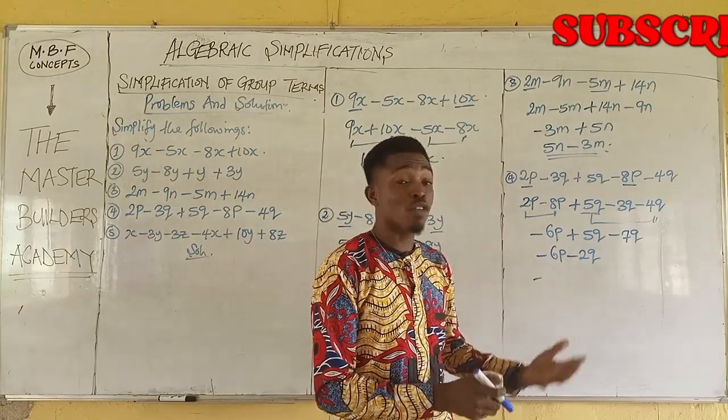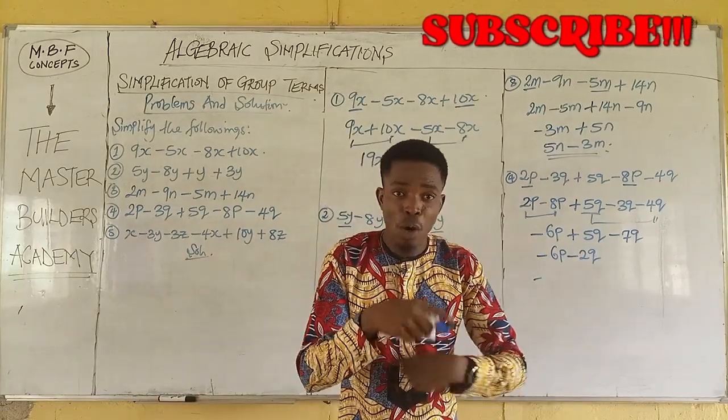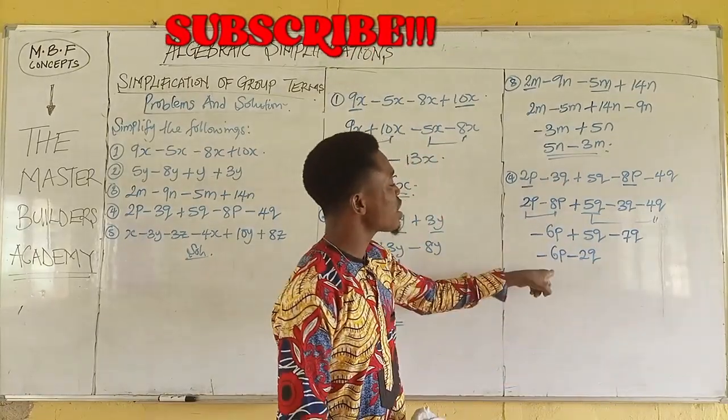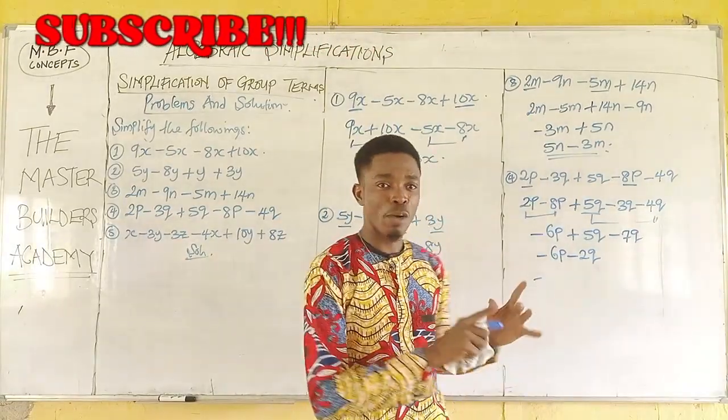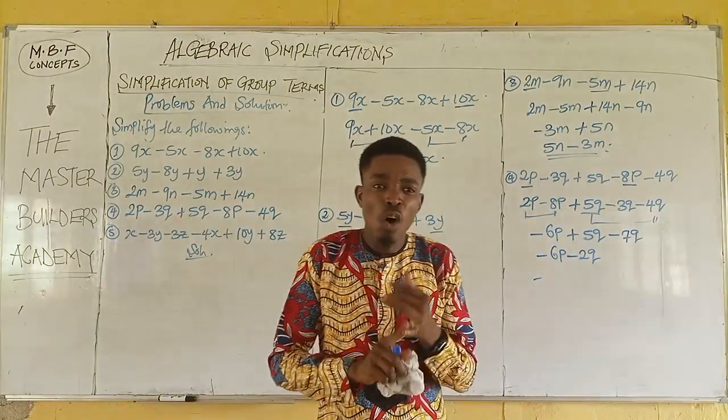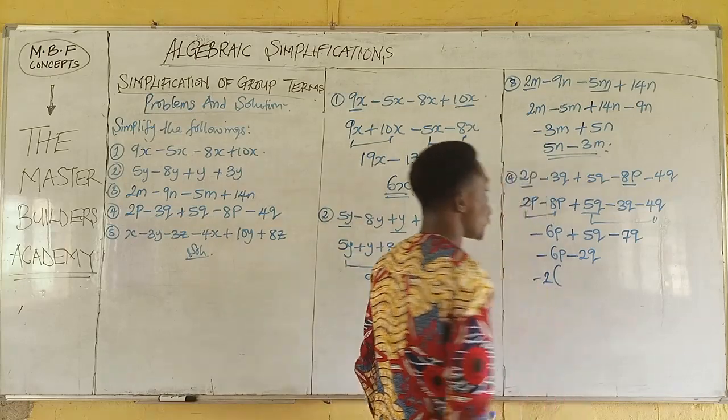Now, I will check out. Of course, P and Q have nothing in common, but let's check if their coefficients have anything in common. The coefficient of P is 6 and the coefficient of Q is 2. Now, 2 can go into 6. In other words, 2 is common. Then you open a bracket.